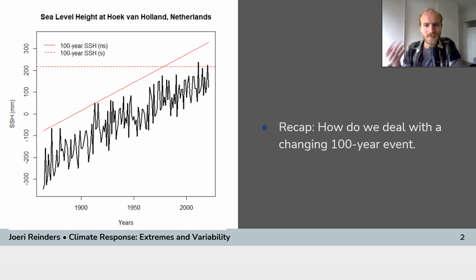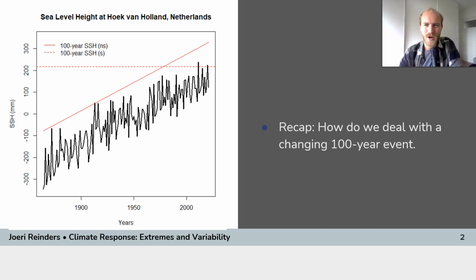As an example, here you can see our record from Hoek van Holland and the 200-year flood period return levels that we created through first a non-stationary analysis and then secondly a stationary analysis. Let me start with that non-stationary analysis.